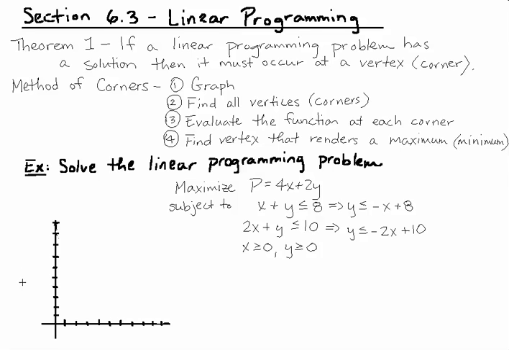So first of all, I'll graph y less than or equal to negative x plus 8. To graph this, we know it crosses the y-axis at 8, and the slope is negative 1. So that tells us that we're going to go down 1 and to the right 1. And we can draw our line through that point.